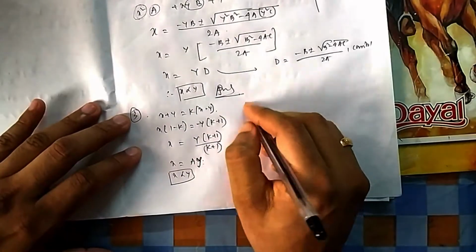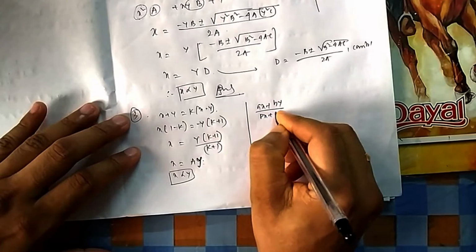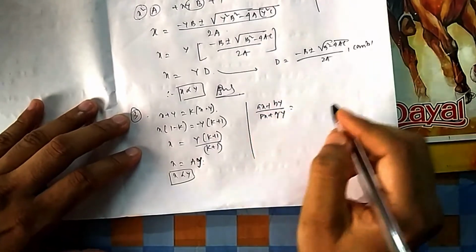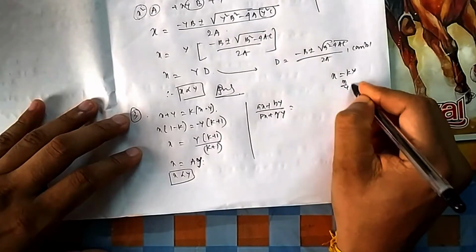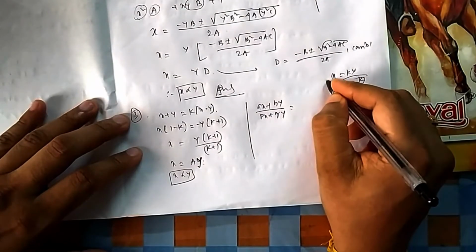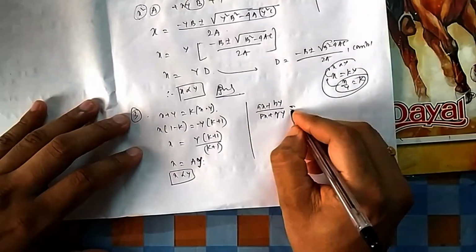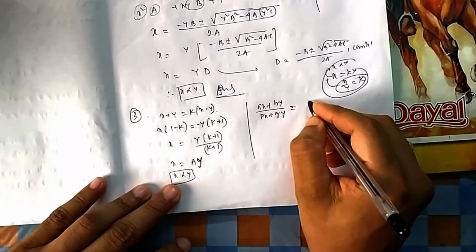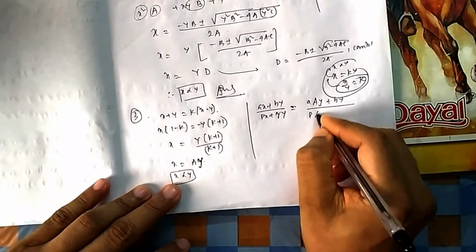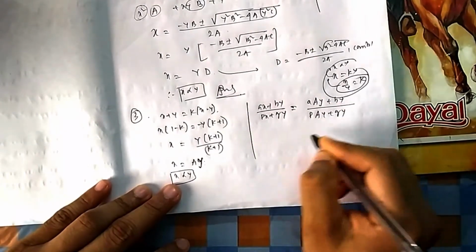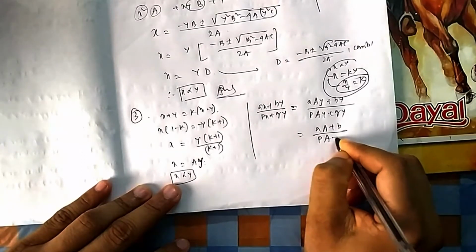That means x is equal to some a y, or you can say x is proportional to y. Now they are asking you to prove ax plus by and px plus qy are directly proportional. So let me divide these two, because if I can prove that the ratio is a constant, then I can say they are proportional. That's why I'm dividing. So in place of x you put ay. So a·ay plus by, p·ay plus qy. You can take y common, then it will be (aa plus b) divided by (pa plus q).